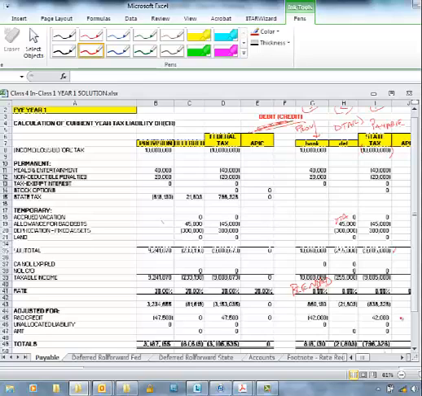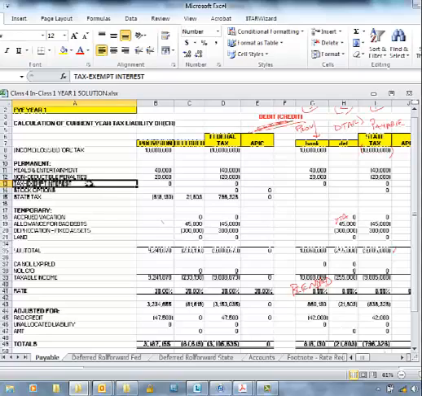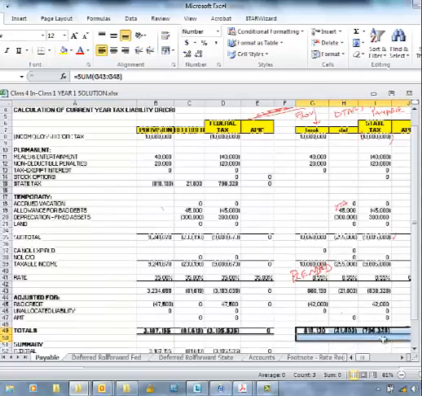So right there, if I sum up my entry, it'll sum to 0. Boom. My entry balances. I'm done with my state provision. Right? That was so easy.